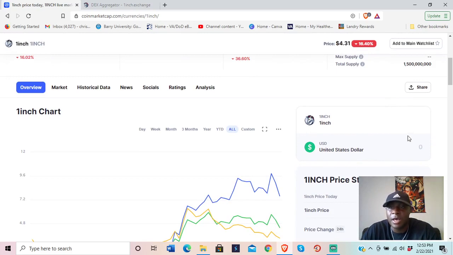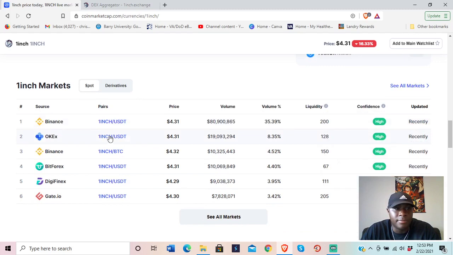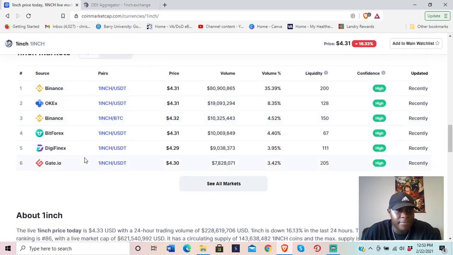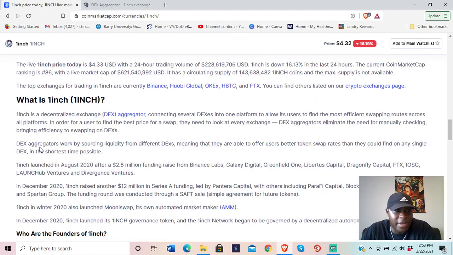I was just wondering. Let's go ahead and check down here. Obviously, 1inch markets. Oh, it's on Binance. Well, at least our coin is. OKEX, it has a BTC pair as well. All right. What is 1inch?